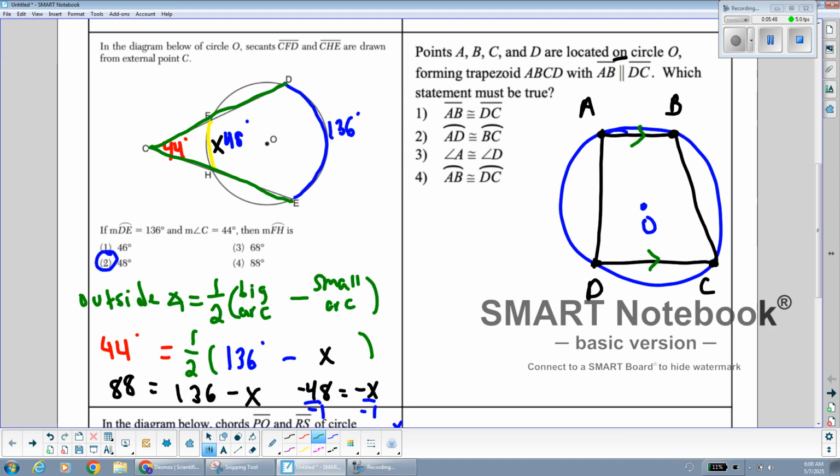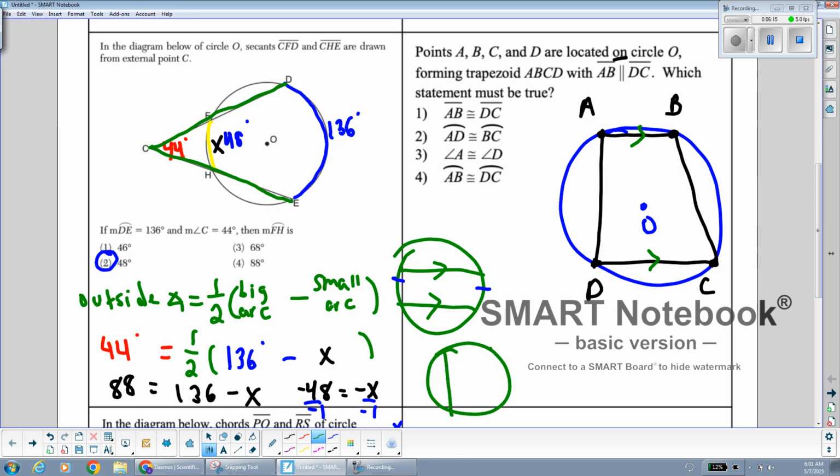So if we have parallel chords, like we do AB and DC, they intercept congruent arcs. Just to show you a smaller picture of that. Parallel chords intercept congruent arcs. So the arcs that they intercept are the ones between them, because it's the ones that the chords' endpoints are touching.